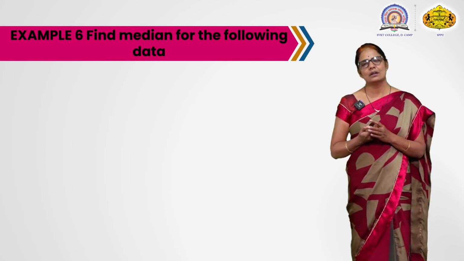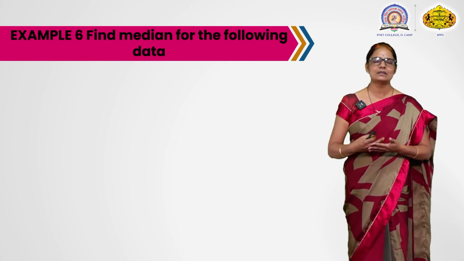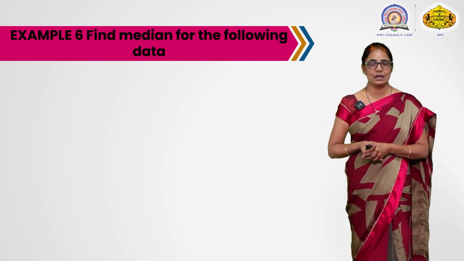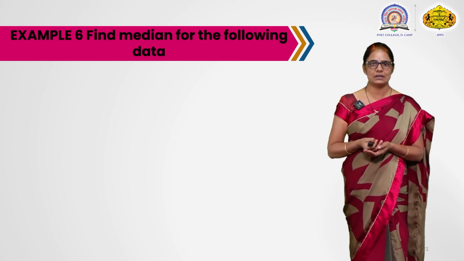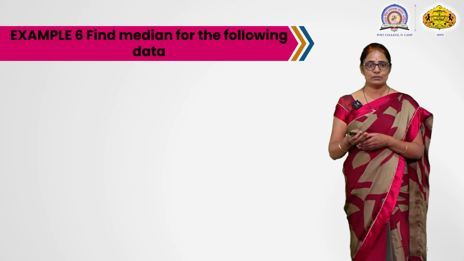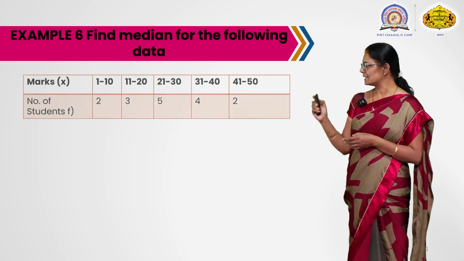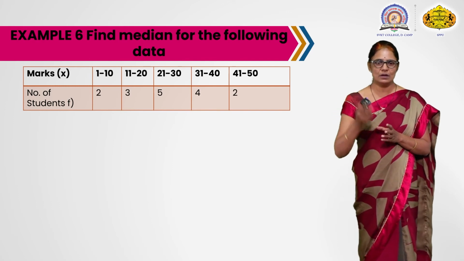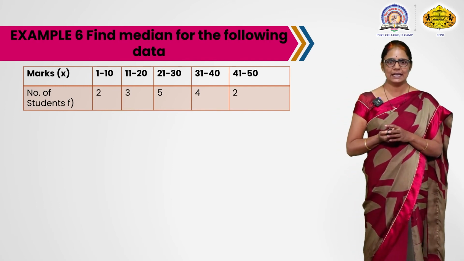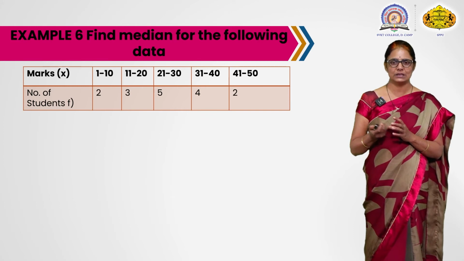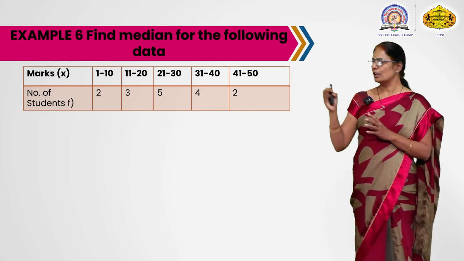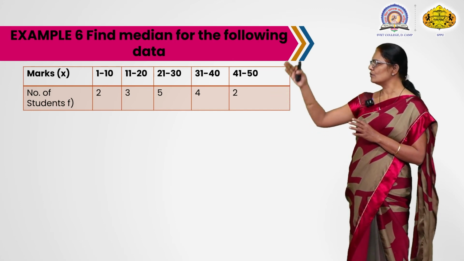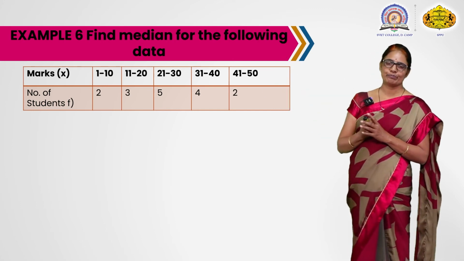Okay. So now our next and last example is about what if the classes are not continuous. How do we find the median? Does the procedure remain the same or is there something that changes in our formula or procedure? So for that we consider one example. This is our example. We are given in the first row marks 1 to 10, 11 to 20, 21 to 30 and so on. Here we can observe that there is a gap between the two classes, that is, the classes are not continuous, these classes are discontinuous.